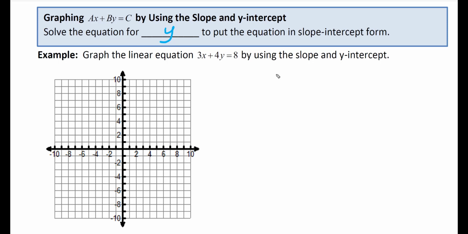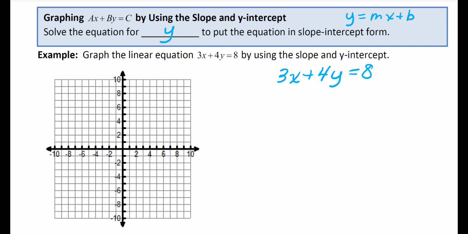slope and y-intercept. So I'm going to first of all write my original equation down, 3x plus 4y equals 8. Remember, that's in standard form. And in order to graph, we're going to have to solve for y, because we want it in the form of y equals mx plus b. So let's go ahead and solve for y.